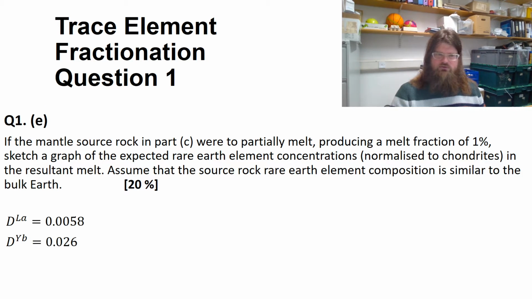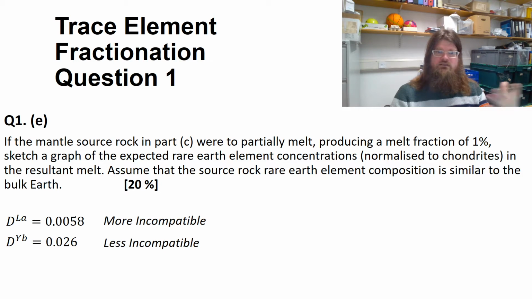So let's have a look at what we're going to do. We can carry over from part C. We've got these two incompatible elements, but lanthanum is more incompatible than ytterbium. So without even doing any calculations, we know that the concentrations in the melt should be high for both of these elements because they're both incompatible. These elements should be enriched in the melt, and lanthanum should be more enriched than ytterbium because it is more incompatible. So we should have a high concentration for lanthanum and a high but not quite as high concentration for ytterbium. So they're both incompatible, one more than the other.